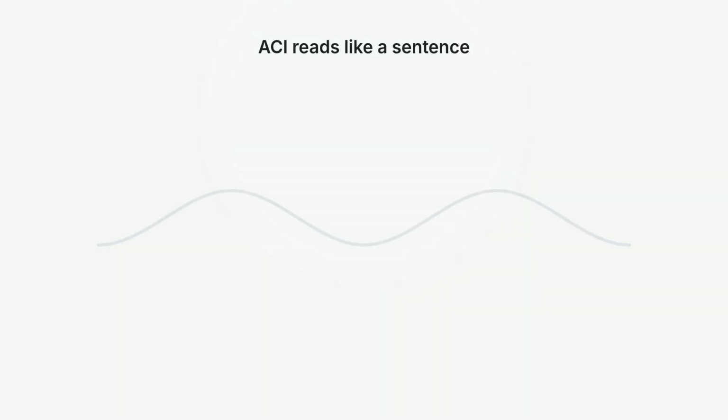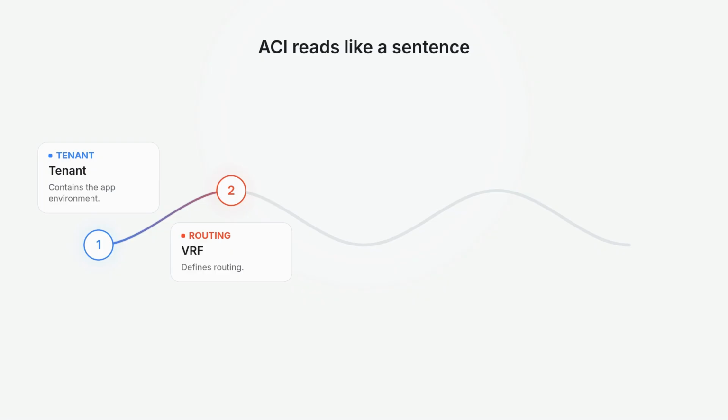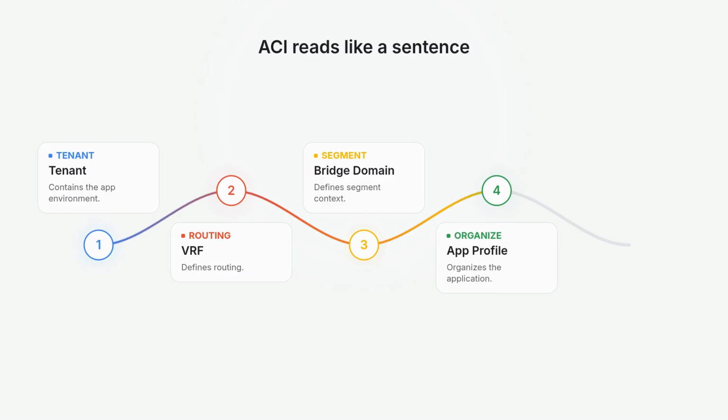So our running example ends up reading like a sentence. Tenant contains the app environment. VRF defines routing. Bridge domains define segment context. Application profile organizes the app. EPGs express policy roles.